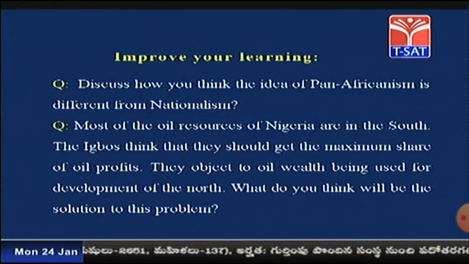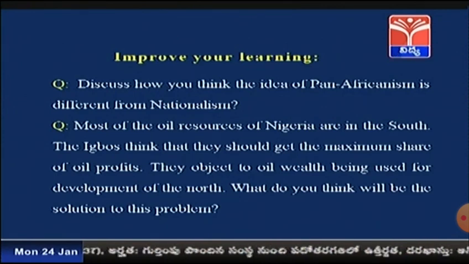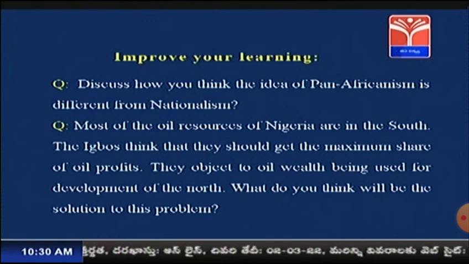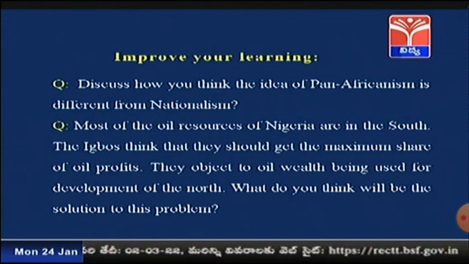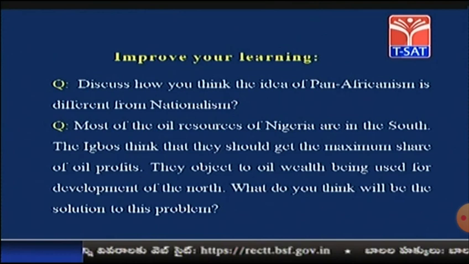Here are some important questions you need to learn. First question: discuss how you think the idea of Pan-Africanism is different from nationalism. Children, in this chapter we learnt about Pan-Africanism. It is similar to nationalism, but both are not the same. You need to identify the similarities and differences of Pan-Africanism and nationalism.